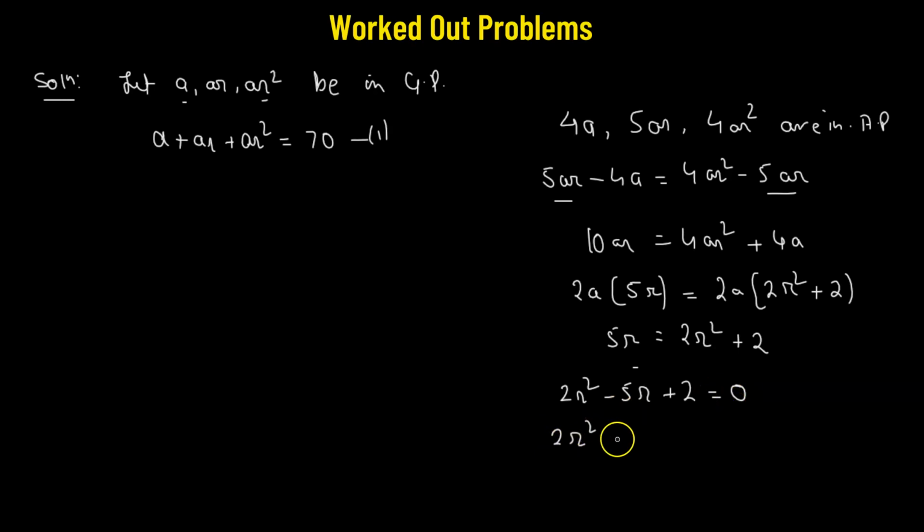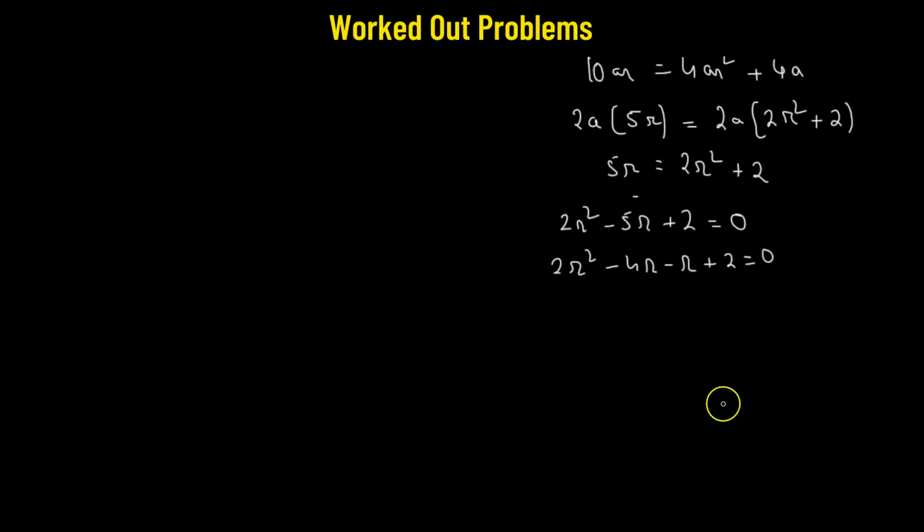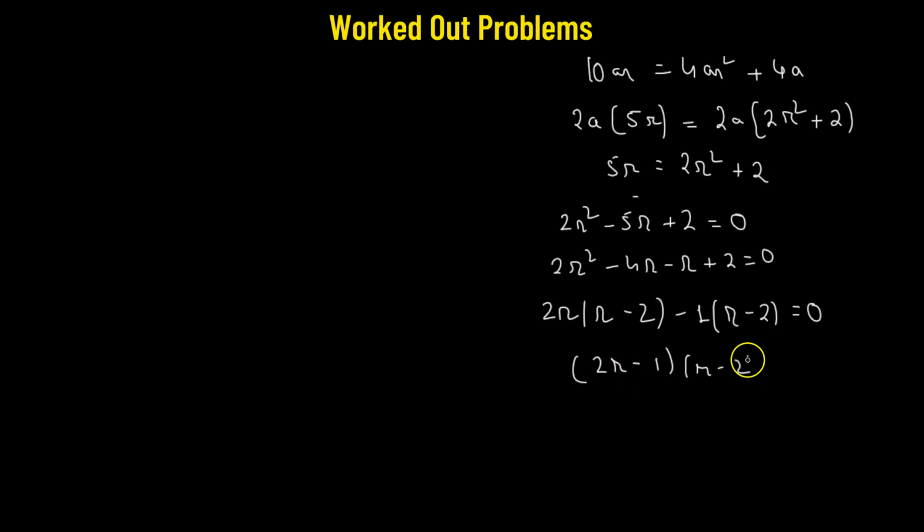We can split the middle term to have 2R squared minus 4R minus R plus 2 equals 0. Combining the first and the second term by taking 2R as the common factor, we have R minus 2. And we can combine the third and the fourth term by taking negative 1 as the common factor. So we have negative 1 times R minus 2, equals 0. And finally, we get 2R minus 1 multiplied by R minus 2 equals 0. So R could have 2 values. R could be equal to half, or R could be equal to 2.